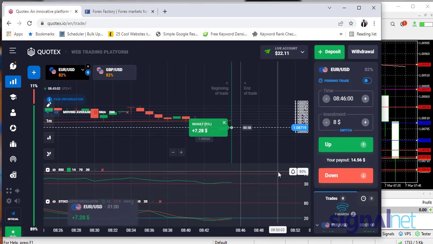Okay, so as you can see, the first entry didn't work, which I entered in for $2. If you observe, I entered in again for $4, and the second one worked. So you can see our balance has increased from that $20 to about $22 and some cents. So let's continue.